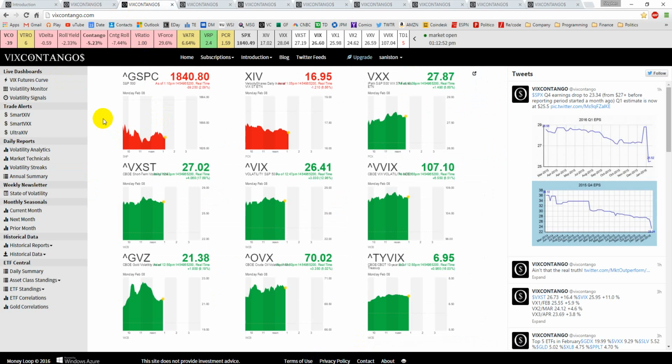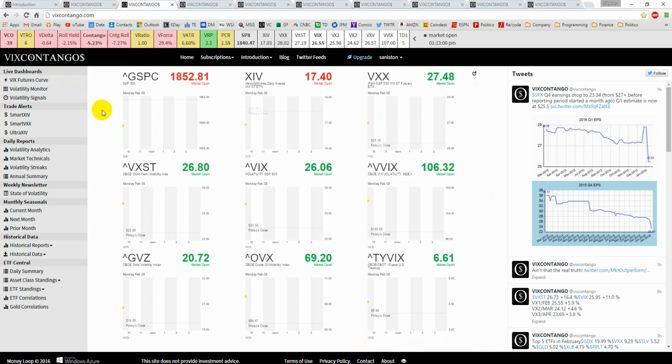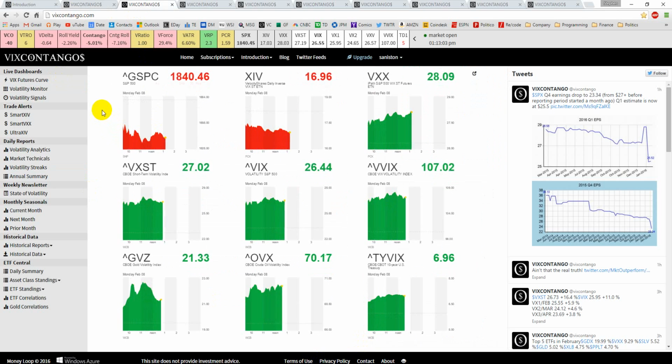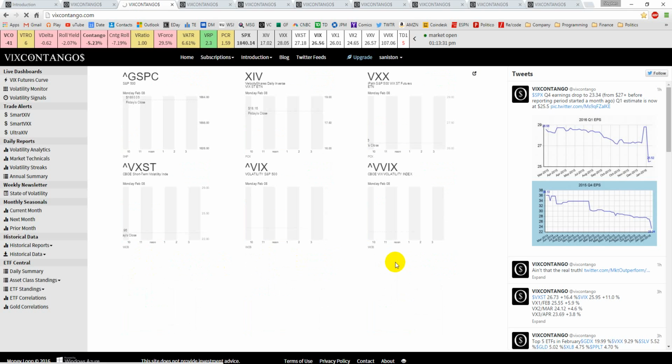The next live dashboard that you have in the Vixcontango Plus subscription is the volatility monitor. This screen updates every 15 seconds, every 30 seconds, and it gives you the intraday moves in the S&P 500, the XIV, the VXX, the spot indices VXST, VIX, and the volatility against the VVIX, and then it also has some other volatility indices such as the GVZ, the Gold Volatility Index, OVX, the Oil Volatility Index, and the TYVIX, the Treasury Volatility Index.